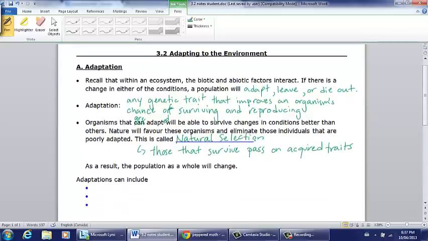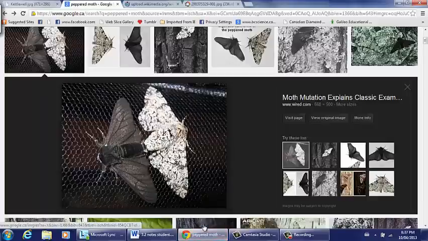I want to show you a famous example of adaptation. This is the peppered moth, and the peppered moth exists both as a light color and as a dark color. So it can be of two different forms depending on what genes it gets. And the peppered moth has been very well studied for the last couple hundred years. Peppered moths usually are the light form.